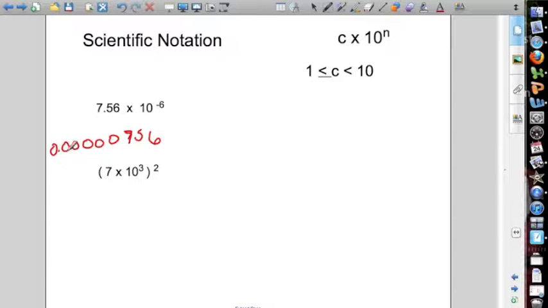Make sure you double check. 1, 2, 3, 4, 5, 6. So I did do that correctly there. This is going to be my number here. So negative exponents make small numbers. Positive exponents make big numbers.